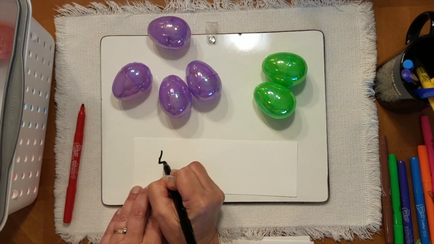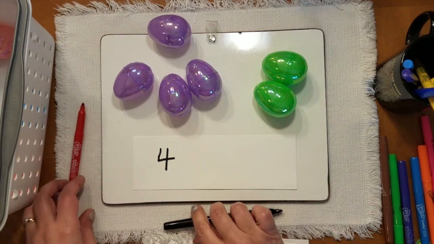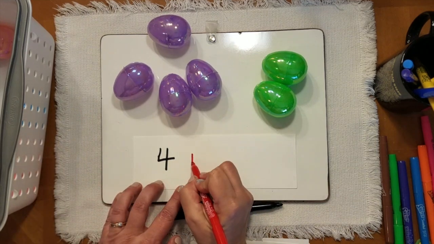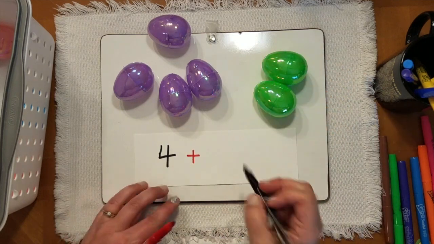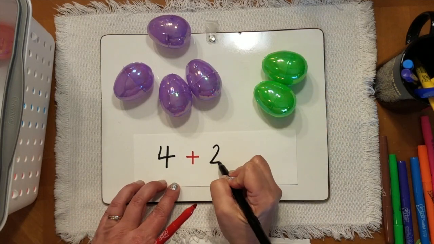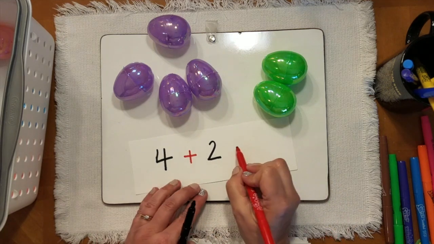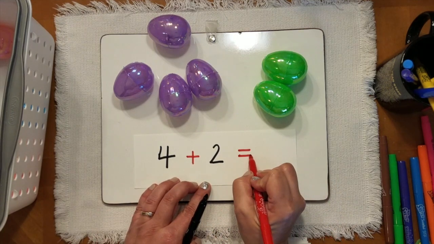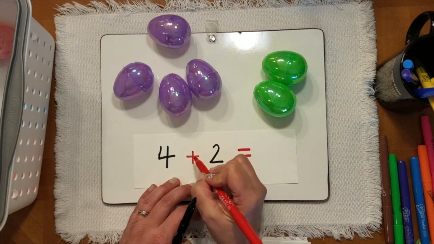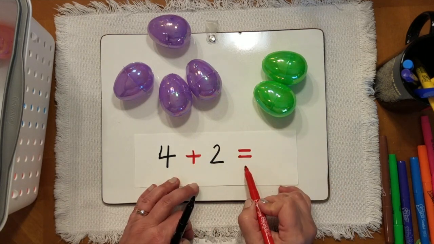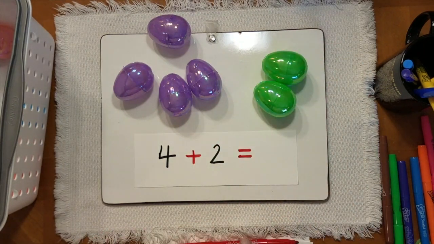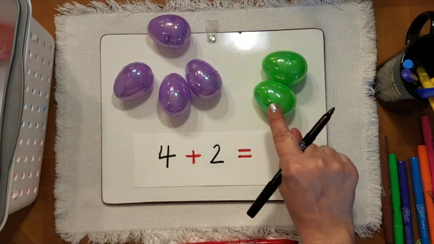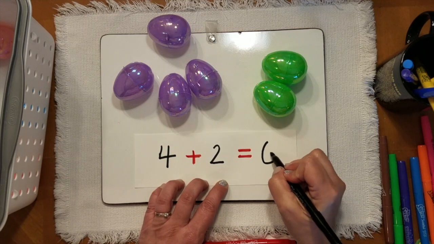Now we're going to write the number sentence. Group number 1, 4. Gus the plus sign, plus. Group number 2, which happens to be 2, equals is the same as or makes a whole group of 4, 5, 6.